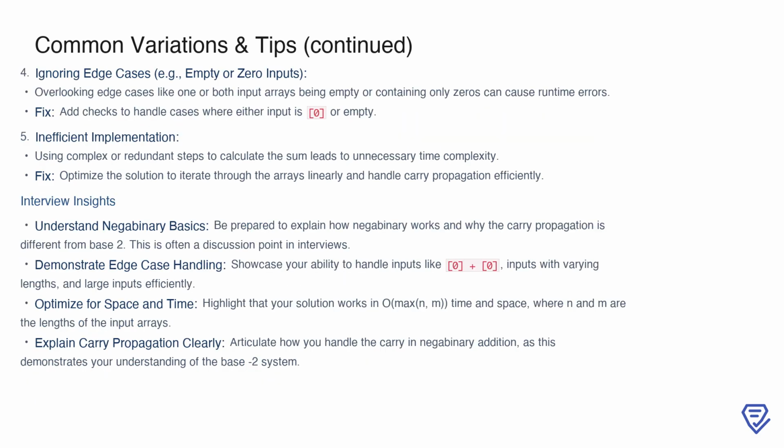Now, let's look at a few more variations and tips to refine your approach. A common oversight is ignoring edge cases, such as when one or both input arrays are empty or contain only zeros. These scenarios can lead to runtime errors if not handled properly. To address this, add checks to handle cases where the input arrays are either 0 or empty.